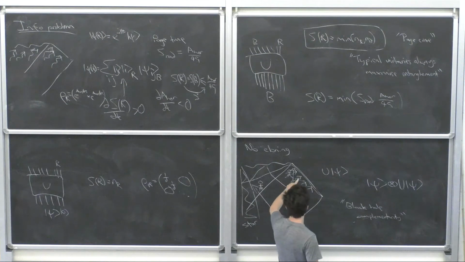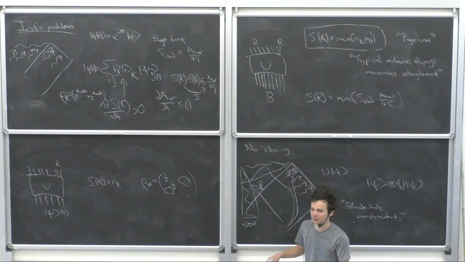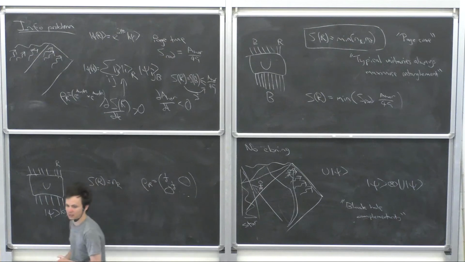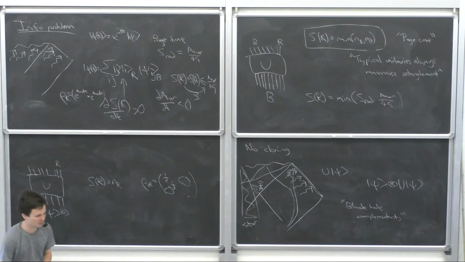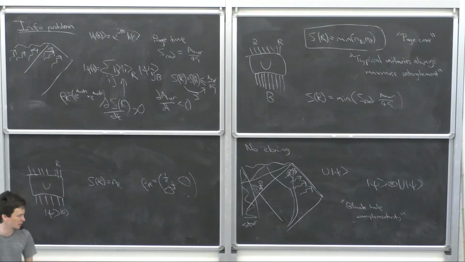So great, Bob has to sit out here way too long to ever have a chance of meeting up with Alice. The Page time is 10 to the 70 years or something, whatever it might be, within 10 orders of magnitude or so. For an astrophysical black hole, there's no way that Bob's ever going to see it.